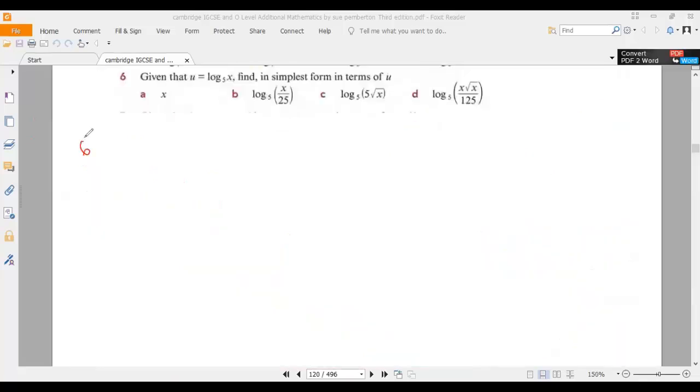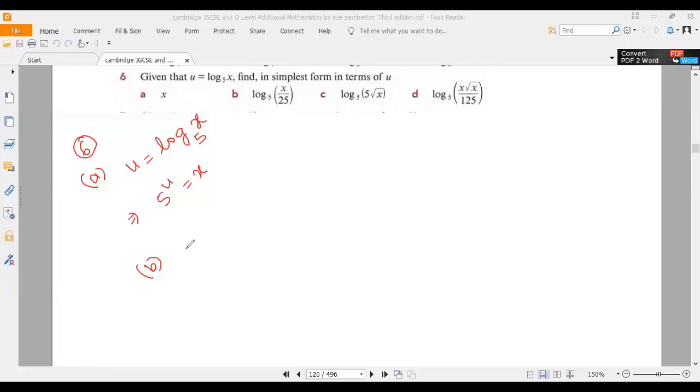Now, number 6. Number 6 says, given that u equals log base 5 of x, find in simplest form in terms of u. So how can you solve it? Look, 6a. The question says u equals log base 5 of x. So this is already given in logarithmic form. If I want to convert into exponent form, then we can write 5 to the power u equals x. So that is the value of a: x equals 5 to the power u.